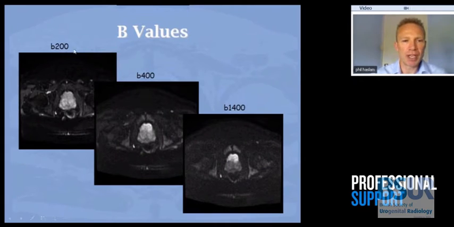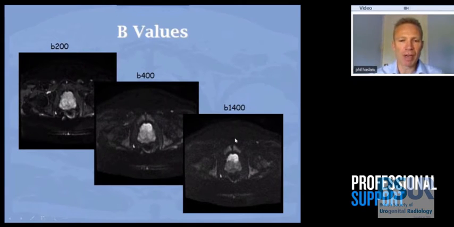So the figures we use a B200, we use a B400, and we use a B1400 gradient. And the B1400 is actually, in my opinion, and most people's opinion, I think, the most useful value to look at. The only problem is, as you go through higher gradients from 200 up to 1400, your signal-to-noise ratio diminishes and your image gets poorer quality.